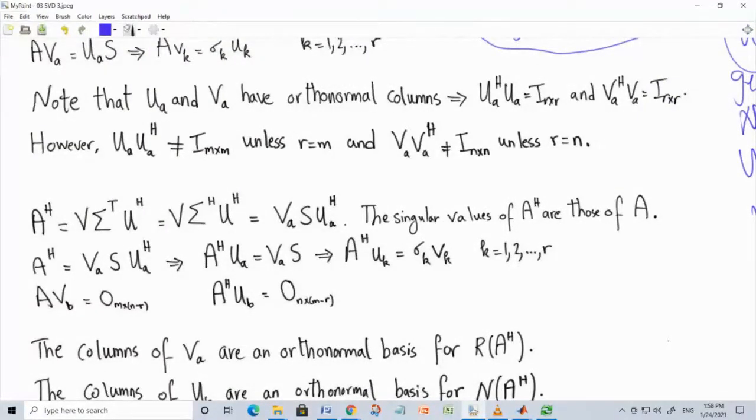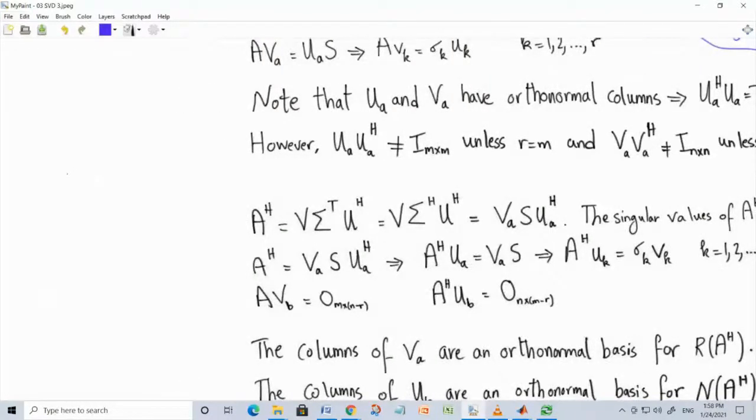Okay. Now, if you have matrix A, what about its Hermitian? Do we need to restart or redo the proof for the Hermitian? No, because now we have that A is equal to U sigma V Hermitian. So what is A Hermitian?